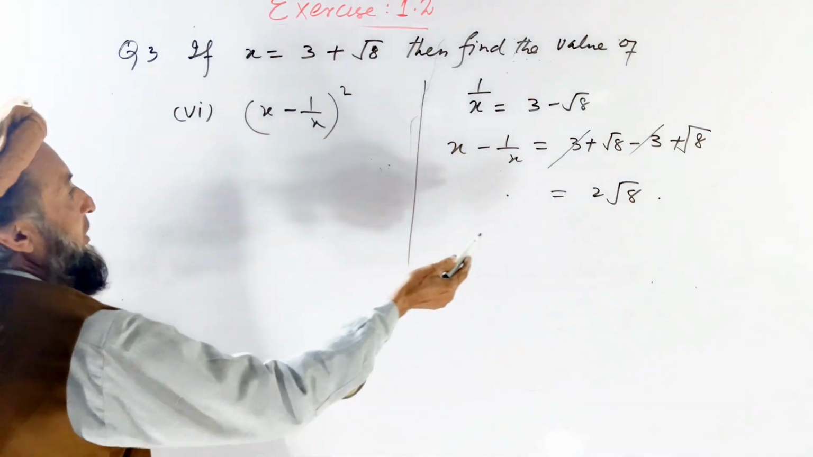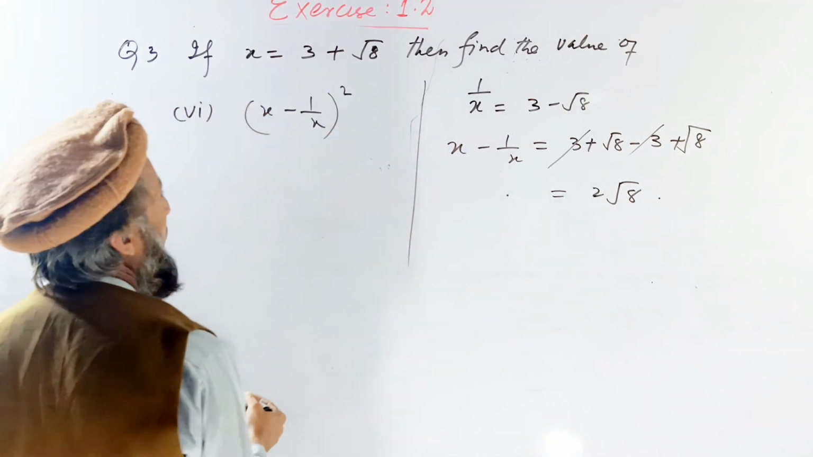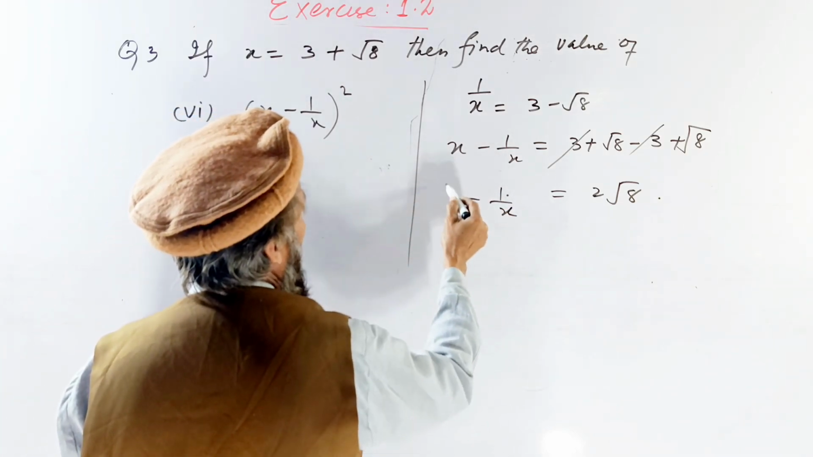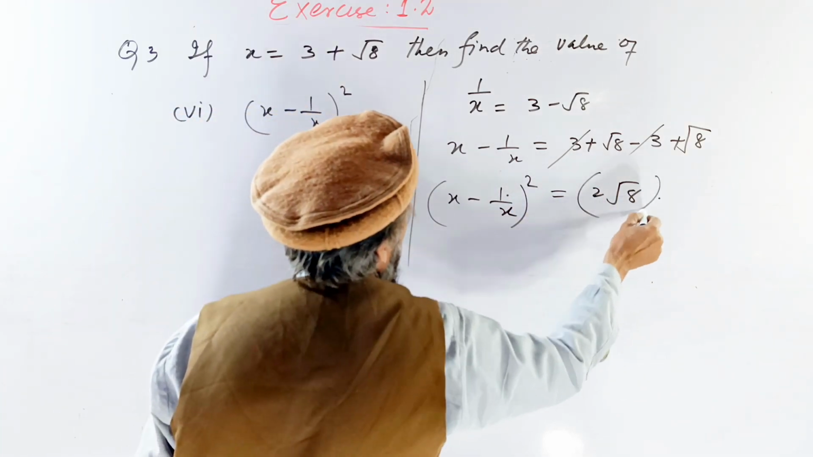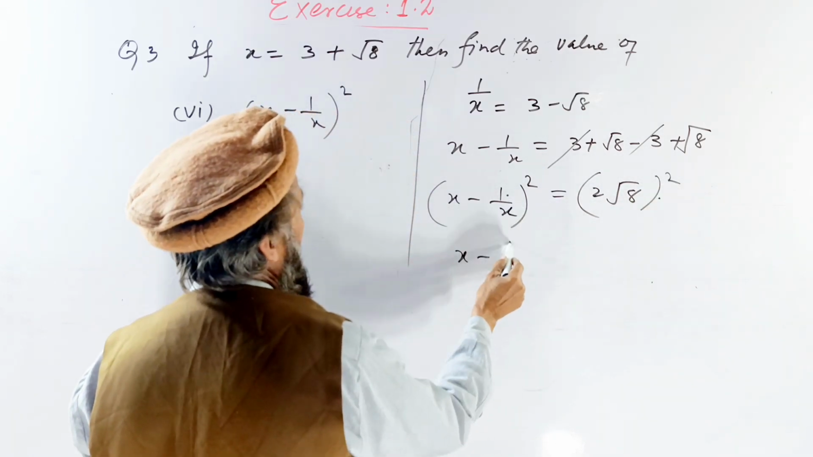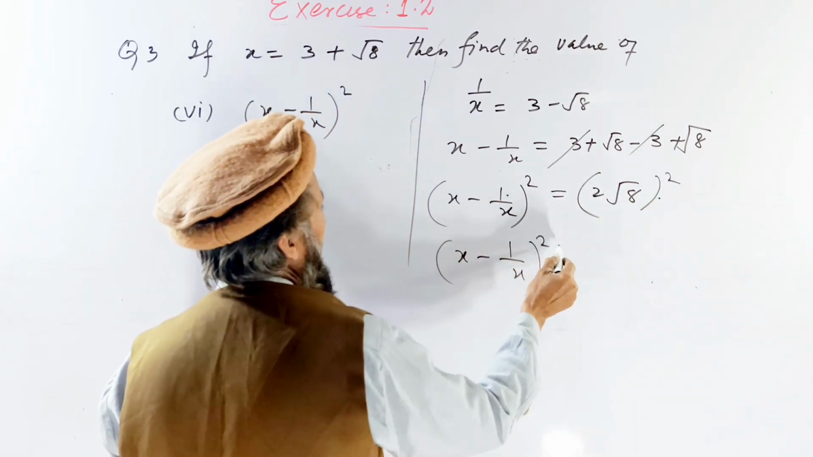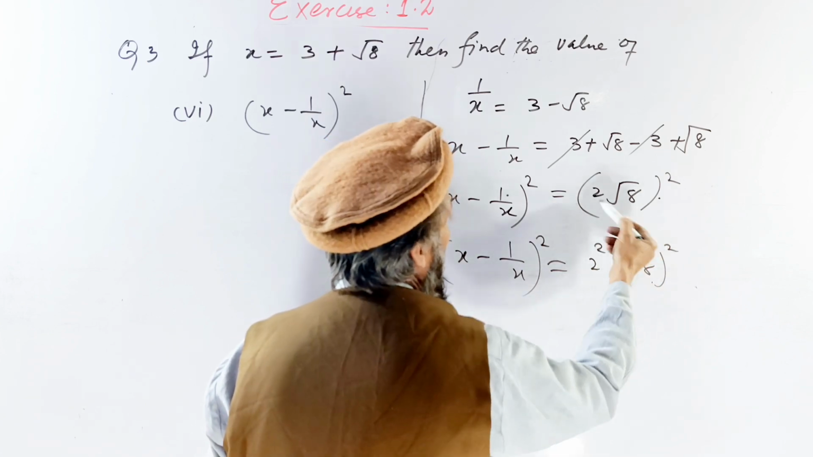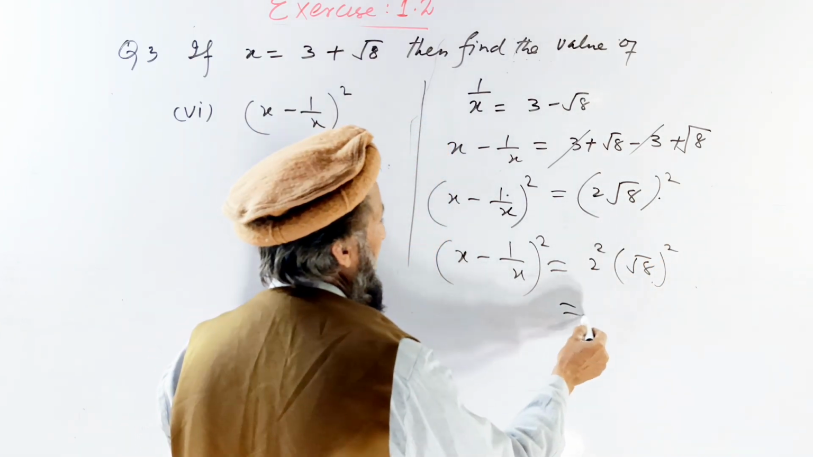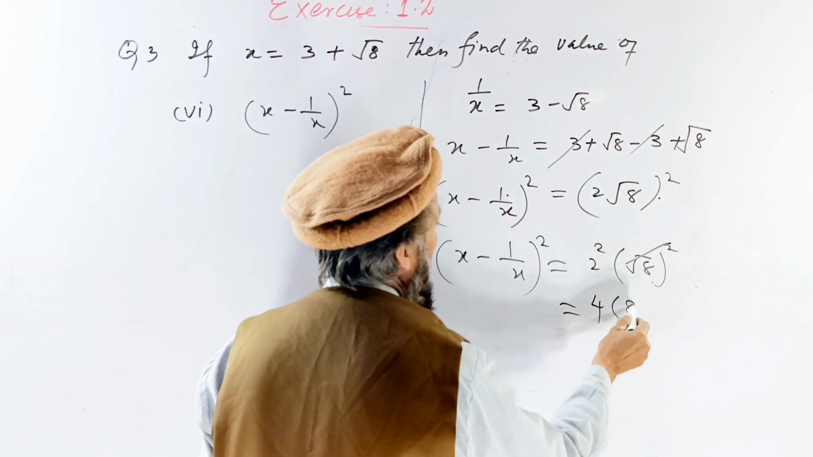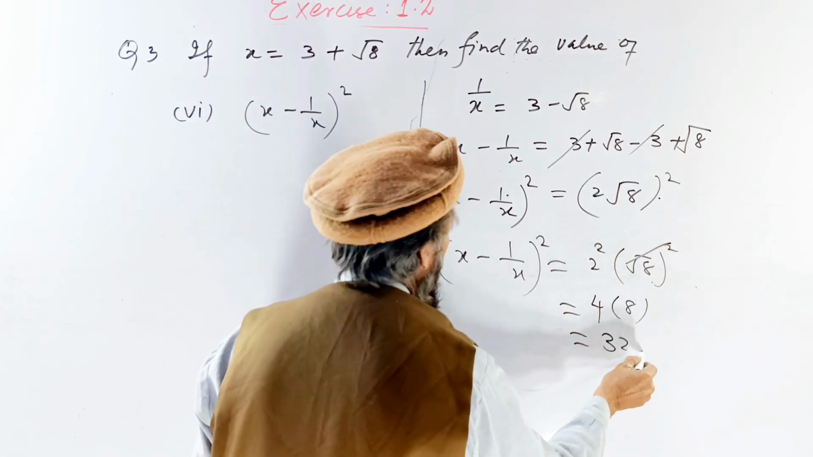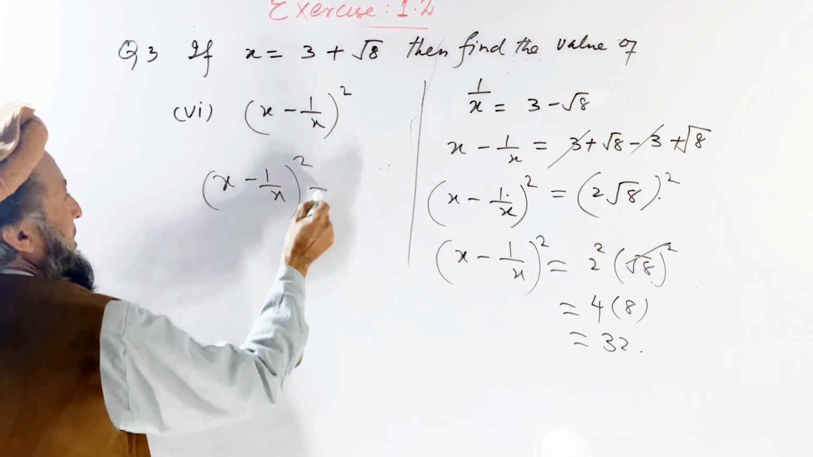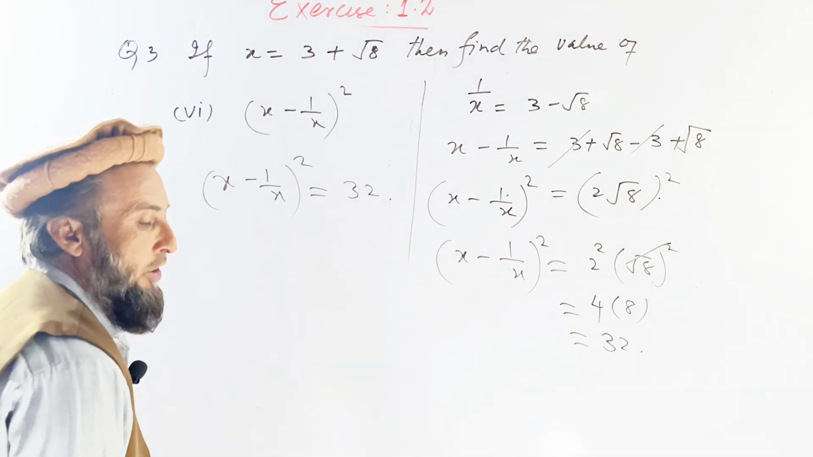So it means that we need square on both sides. Taking square on both sides of x minus 1 over x, we will get x minus 1 over x whole square is equal to 2 times the square root of 8, whole square, according to the property. So we get 4, and this is cancelled. We get 8, and we get 32. That means x minus 1 over x whole square is equal to 32, which is the required answer.